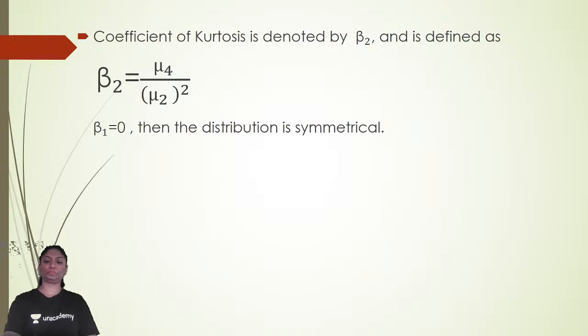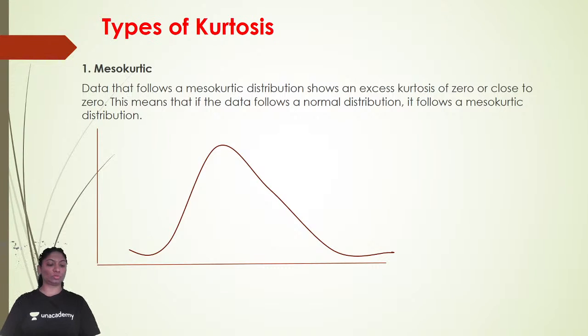Now, types of kurtosis. What do you mean by types of kurtosis? There are many types of kurtosis. First is mesokurtic. The first type is mesokurtic.